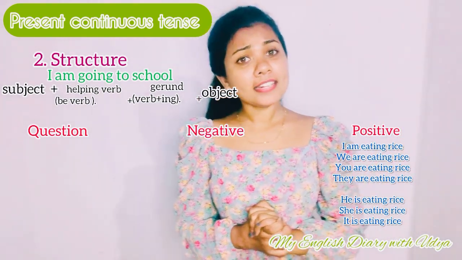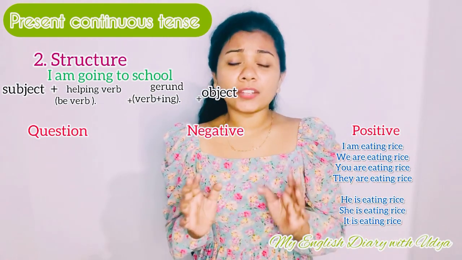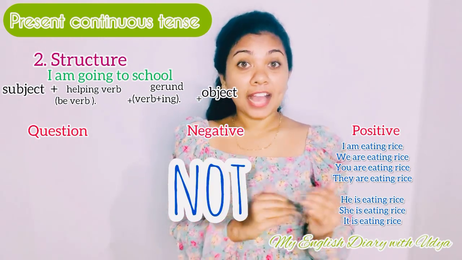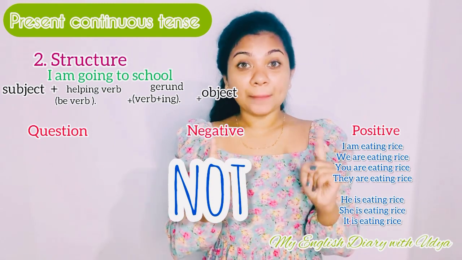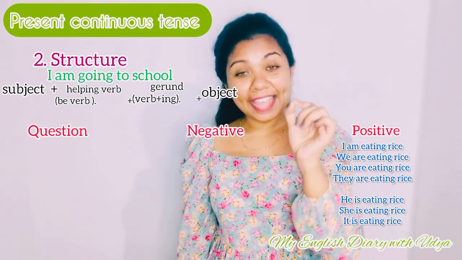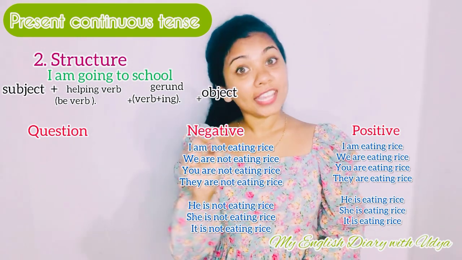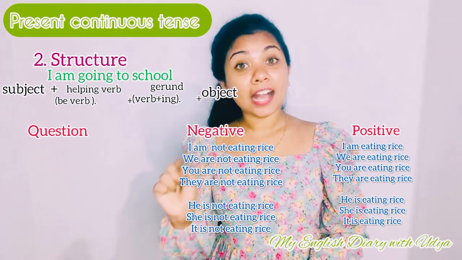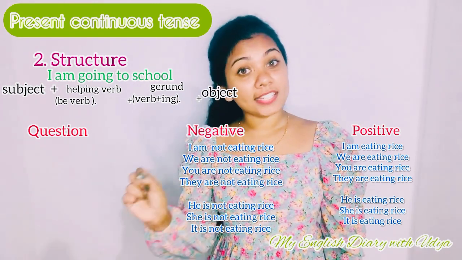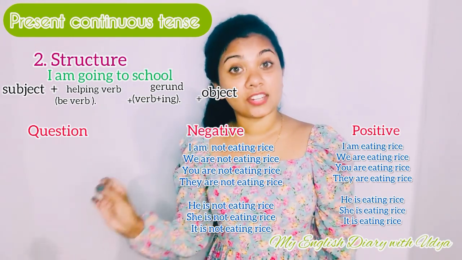Then let's look at the negative situation. Here we need to add only not before the gerund verb, after the helping verb, which means in the middle of the helping verb and the gerund verb. Example: I am not eating rice. You are not eating rice. We are not eating rice. They are not eating rice. He is not eating rice. She is not eating rice. It is not eating rice.